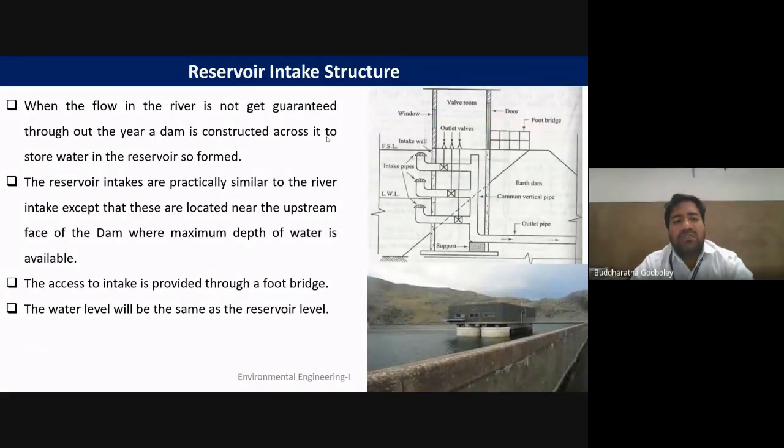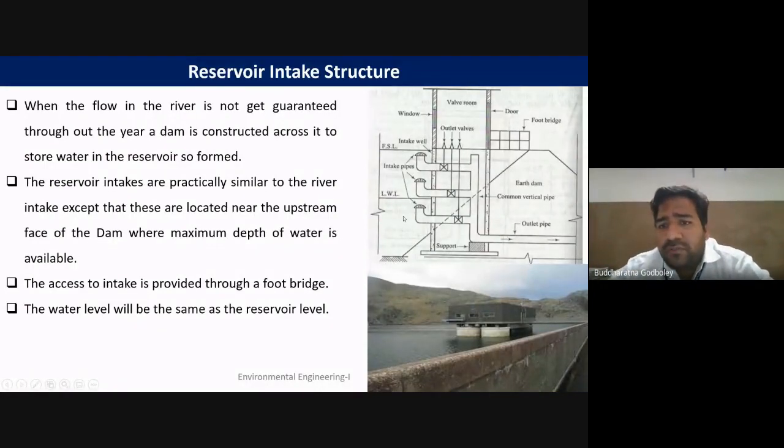Okay, the access to an intake is provided through a footbridge. आपका यहाँ footbridge provide करना पड़ेगा जिससे आपको easily accessible हो पाएगा. The water level will be the same as the reservoir level. जैसे आपका रिजर्वायर का लेवल होगा वैसे ही आपका वाटर लेवल भी इसमें सेम रहेगा.